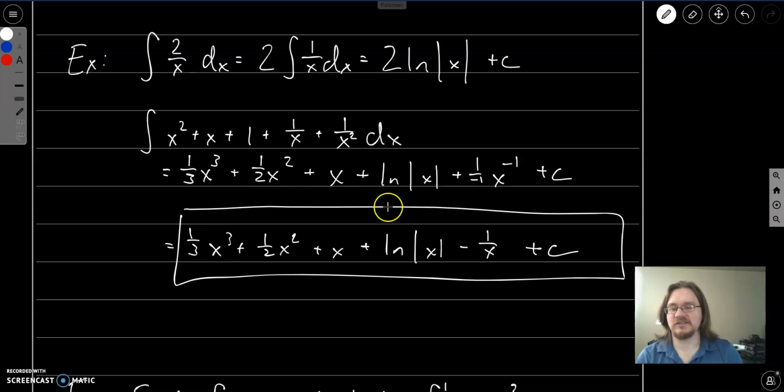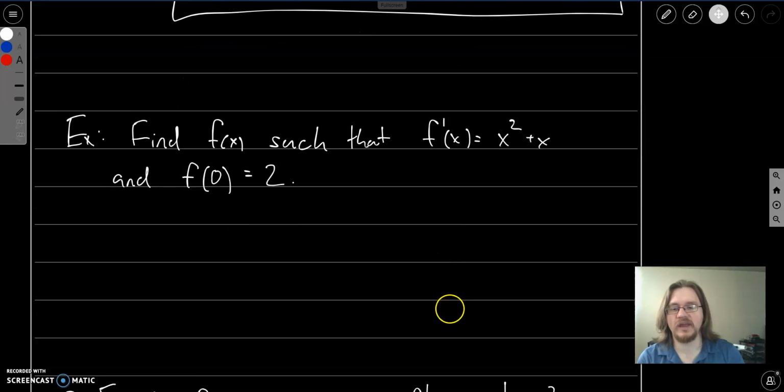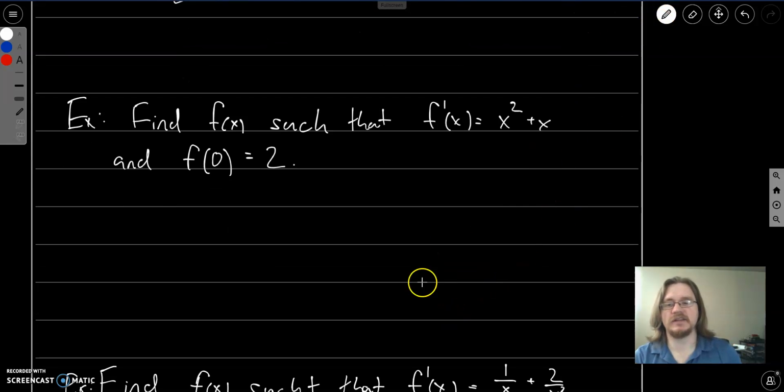So this has just been a fairly quick introduction to how to take antiderivatives. It's just undoing derivatives. And one application for this, or one way that we might apply this, is in the following sense.